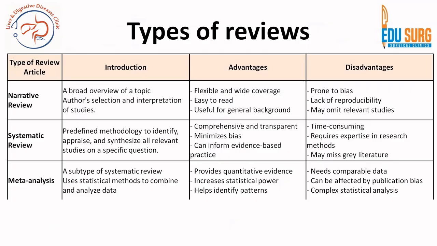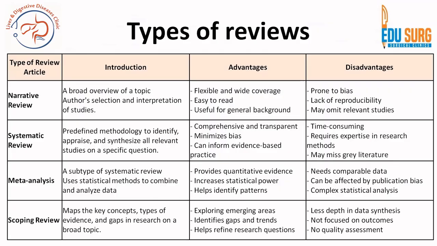Meta-analysis provides quantitative evidence and increases the statistical power of outcomes, and it helps identify patterns. But remember that you need comparable data and the analysis is complex. We have a video on forest plot that you have seen that is the basis of a meta-analysis. Scoping review maps the key concepts, types of evidence, and gaps in research on a broad topic, explores emerging areas and identifies gaps, and it helps in refining research questions. So that is something known as a scoping review.